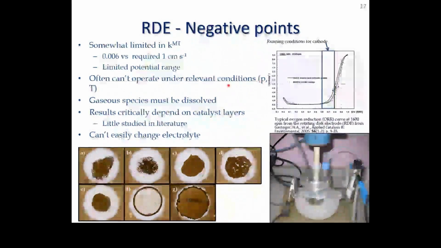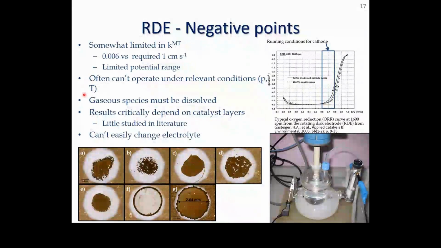For instance, high temperature is possible, but only up to about 60 Celsius, which is useful for many experiments, but often you'd like to go to higher temperatures than that. It's almost impossible to work at higher pressures. There have been some examples where people have operated at higher pressure, but that's quite difficult.